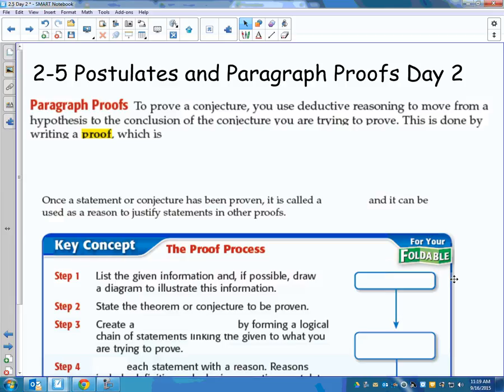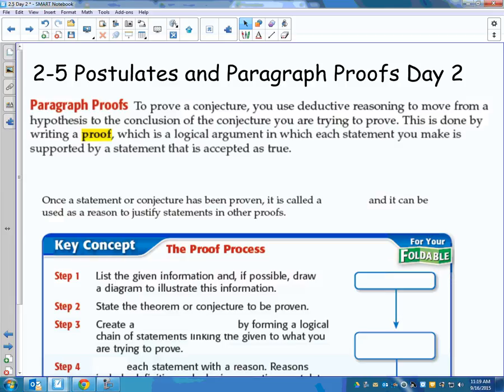So this is exactly from your book, but I know you don't read your book very often, so sometimes there's important things I think you should know. If you want to prove your conjecture is true, you can use deductive reasoning to do that. This is done by writing a proof, all right? So I want you to write that part. What is a proof? I think it's an important thing for you to write down.